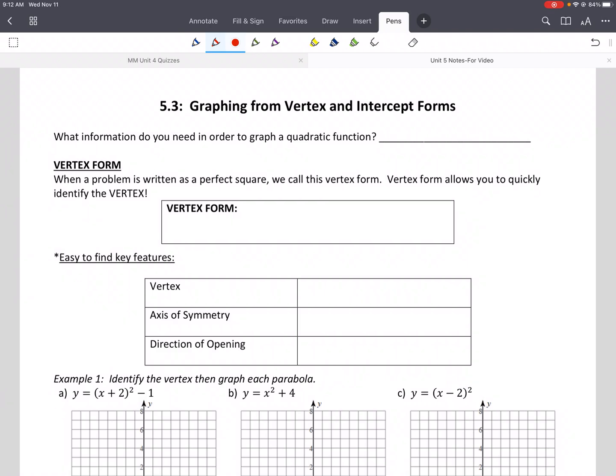Welcome, this is 5.3 Graphing from Vertex and Intercept Forms.